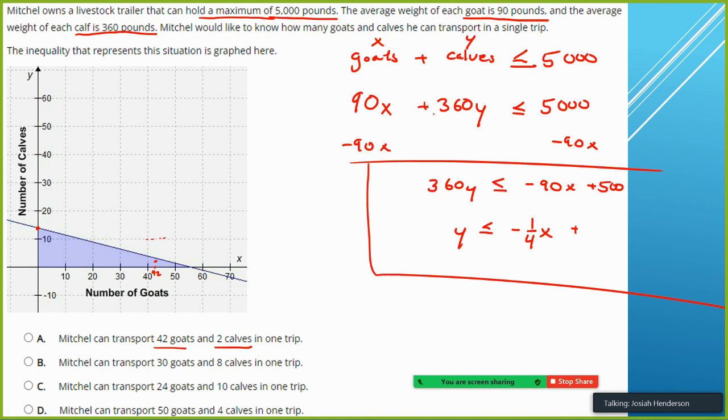No, how we could try to solve this for sure is use the equation without even changing it and plug in the x and y. Plug in the 42 goats, 2 calves. 42 goats, calves is 2, and see if that's less than or equal to 5,000. And then you could repeat that for B, C, and D. And it looks like only one will be correct and the rest will be false.